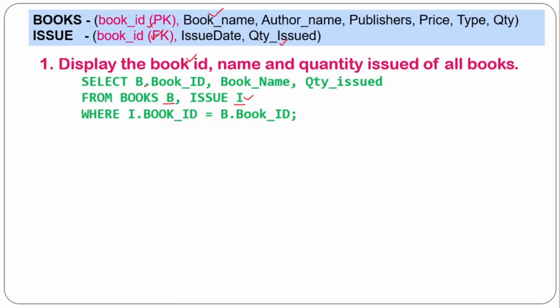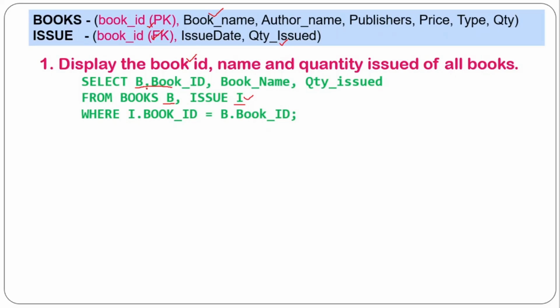While giving the list of columns to be displayed, I have given B.book ID here because the book ID is present in both the tables. So in order to avoid the ambiguity, I am using the qualified name or the full name of the column as B.book ID.